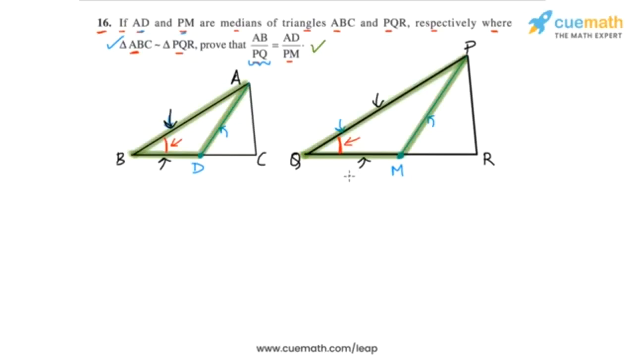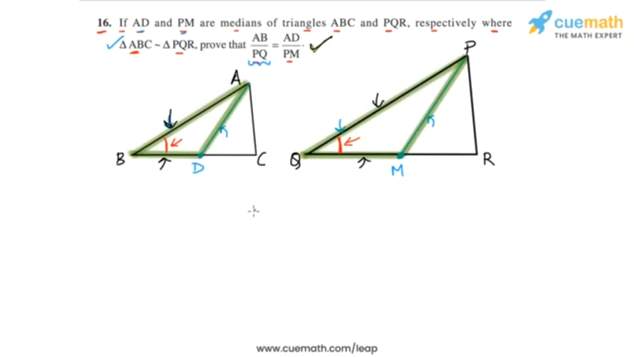Well, we can, because BD is half of BC and QM is half of QR. So BD by QM will basically be equal to BC by QR. But we know that BC by QR is equal to AB by PQ, because the triangles ABC and PQR are similar. Okay, so by showing that AB by PQ is equal to BD by QM, we can say that these two triangles, ABD and PQM, will be similar by the SAS similarity criterion. And once we have shown that these two triangles are similar, it will follow that their sides are proportional. So this equality of ratios that we have to prove will follow.